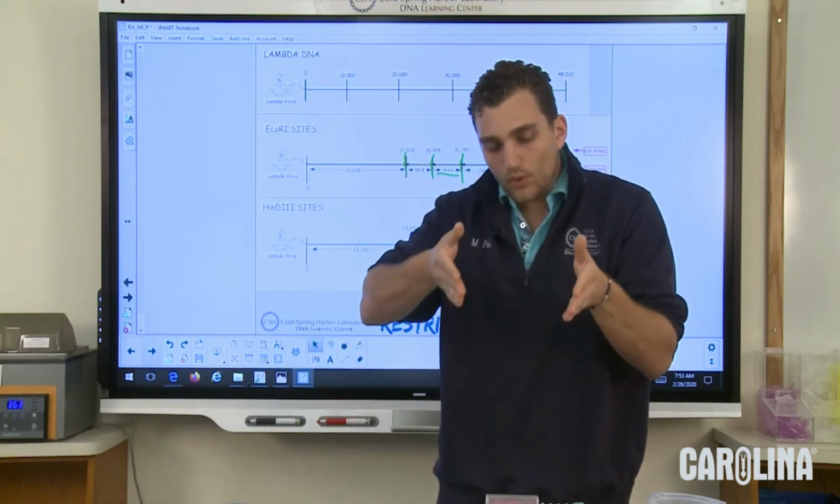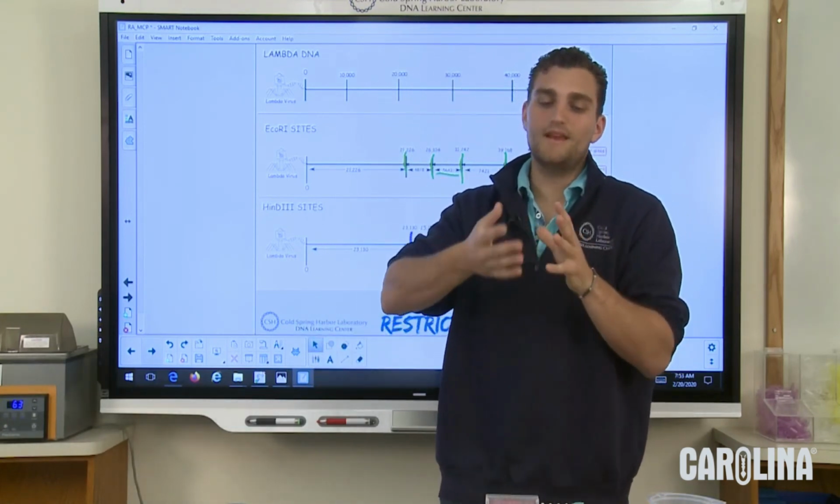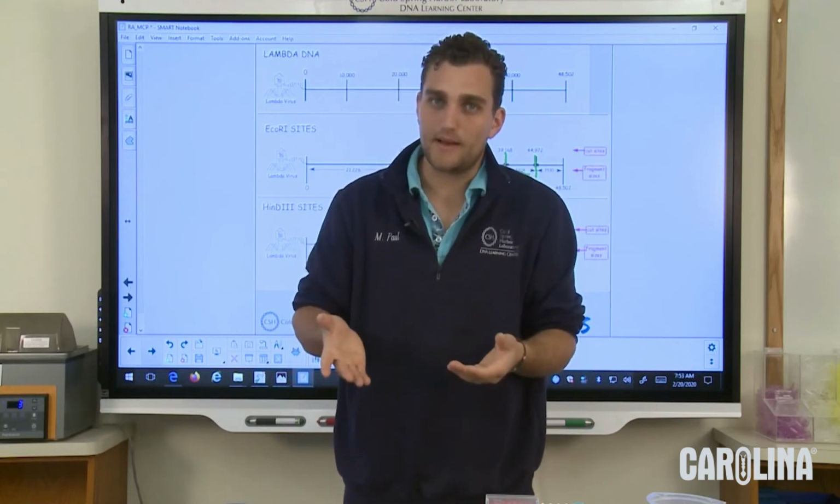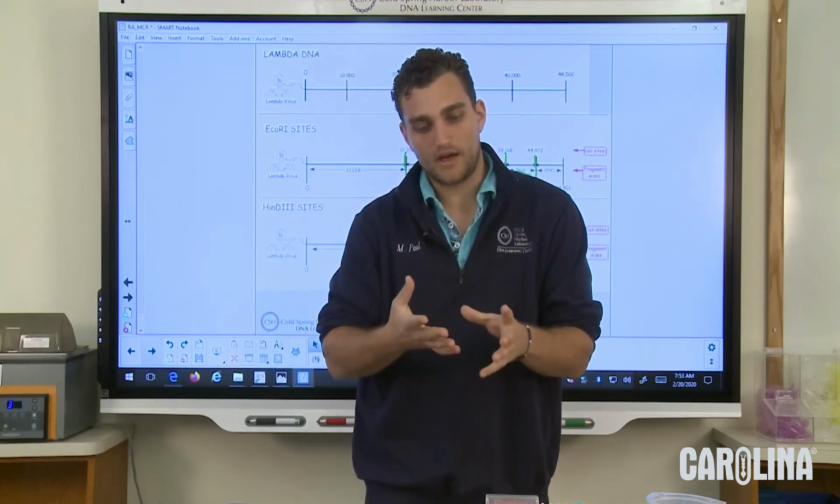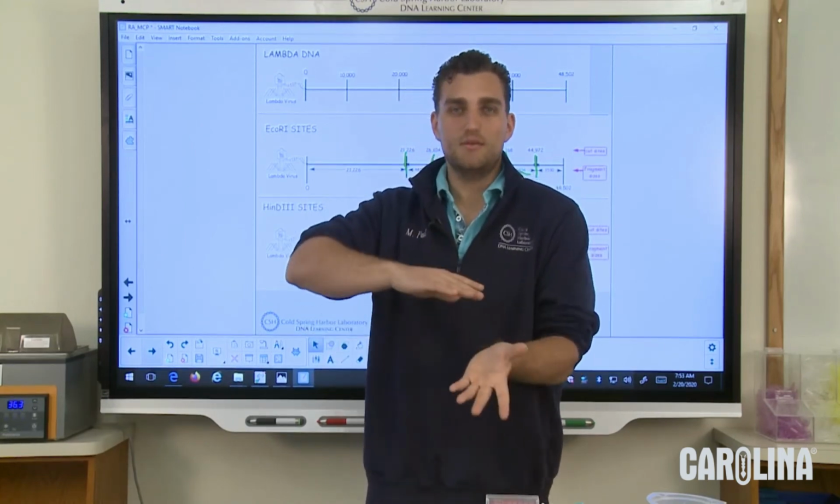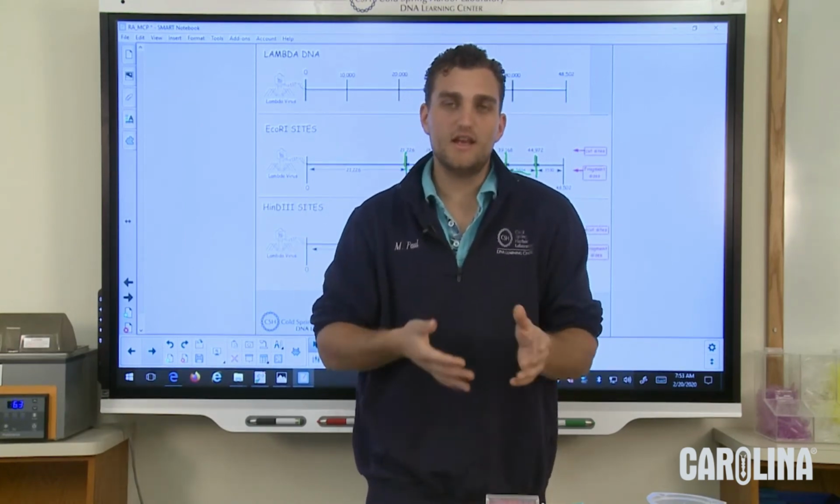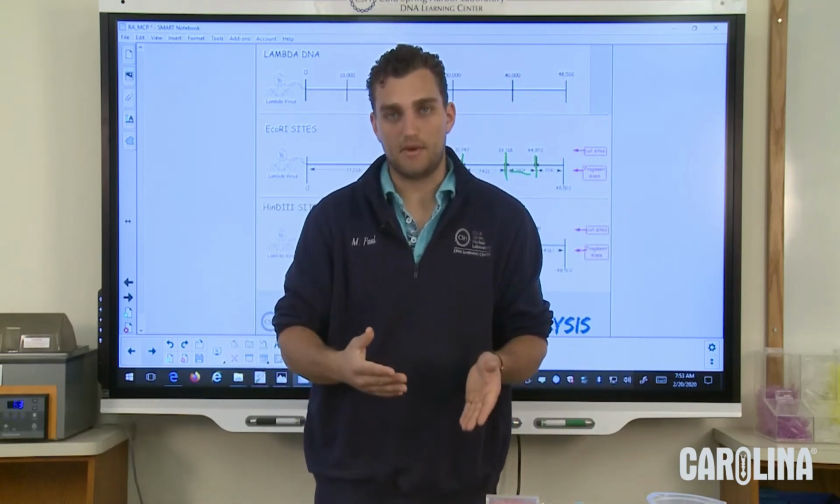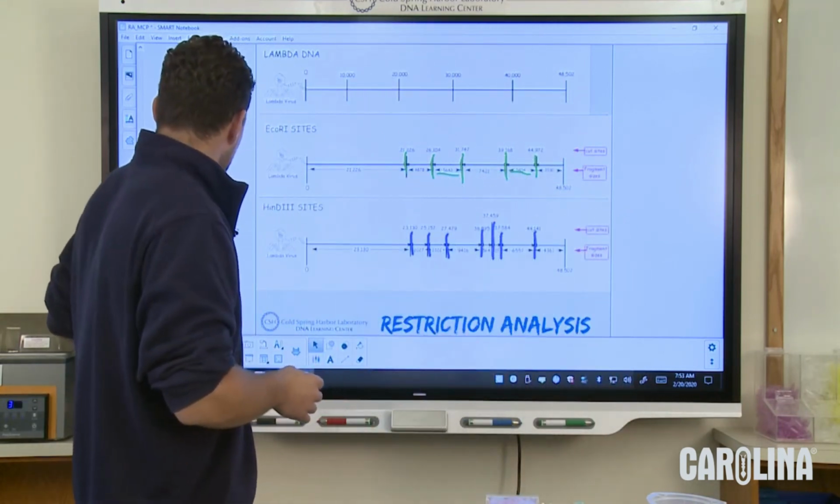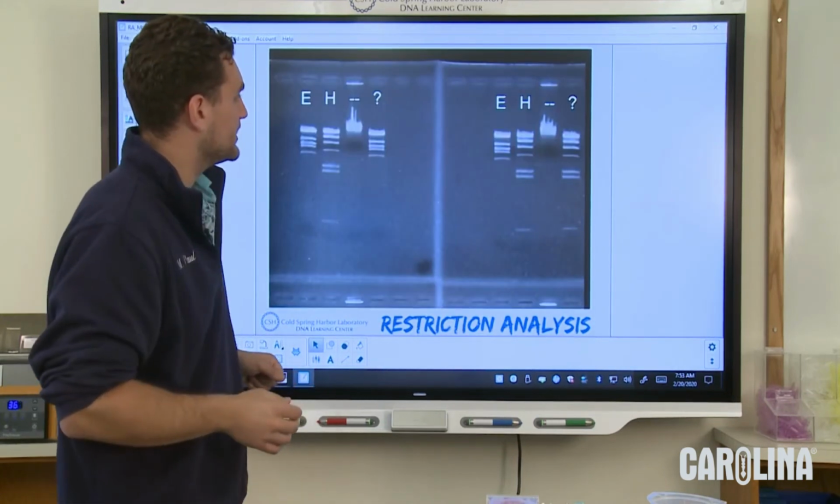So in order to see it, which you can sometimes, you need to make sure that you're working with a higher concentration of DNA. You need to make sure that your gel is kind of thin, and there's a very specific set of things that need to happen in order to see that band. So let's actually look at a couple of gels here.